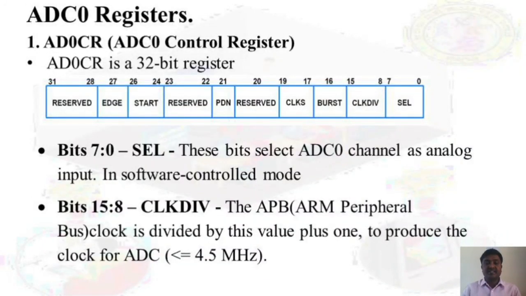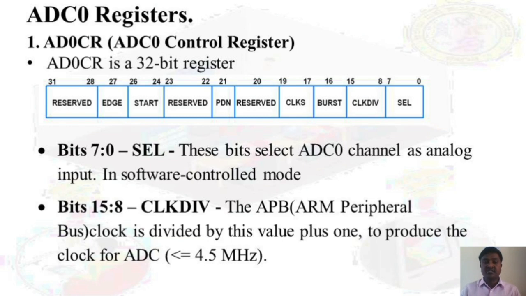Now let us see the registers of ADC, that is the ADC 0 registers. In this we can see two registers: one is the control register and the other is the data register. First let us see the control register, that is AD0CR, the analog to digital converter 0 control register.